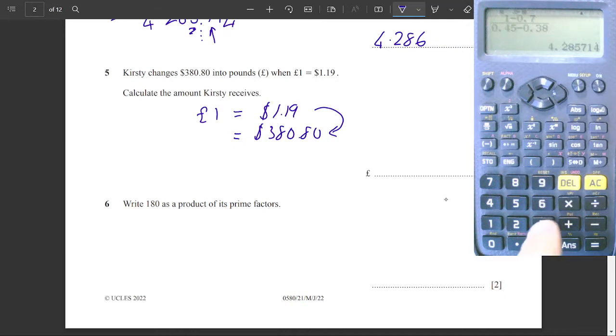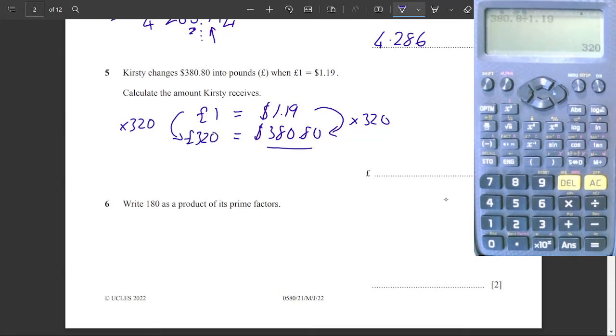And the answer is we have to do that backwards. So we're going to divide. That means we need to times it by 320. So 1.19 times 320 gives us 380 and 80 cents. So we do the same on this side. We times it by 320. Well, that's easy because it's only times by 1. The answer we have is 320 pounds.